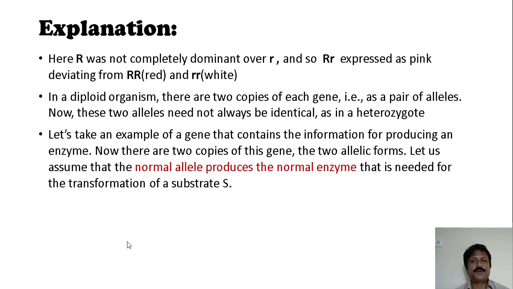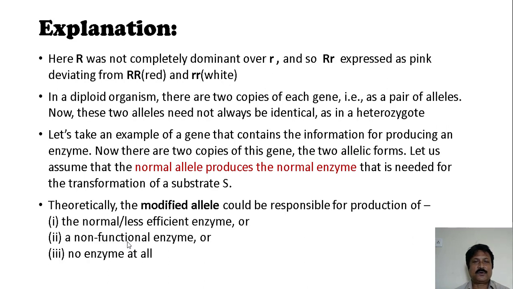Now, since there are two copies of this gene, that is, there are two allelic forms, let us assume that the normal allele produces normal enzyme. And this normal enzyme is required for transformation of a substrate. Let the substrate be designated as S. So, the normal enzyme produced from the normal allele will be catalyzing the transformation of a substrate S.